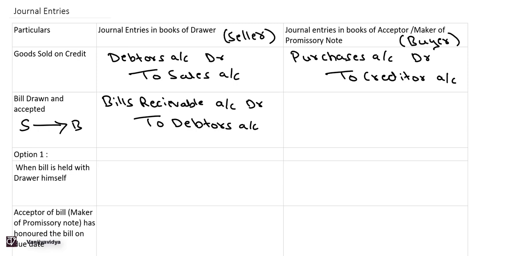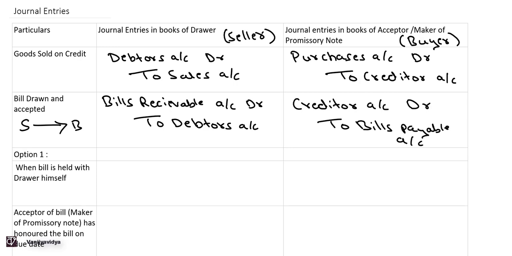So the entry for this is in the books of the buyer: creditor account, debit to bills payable account. Now what has happened because of these entries?